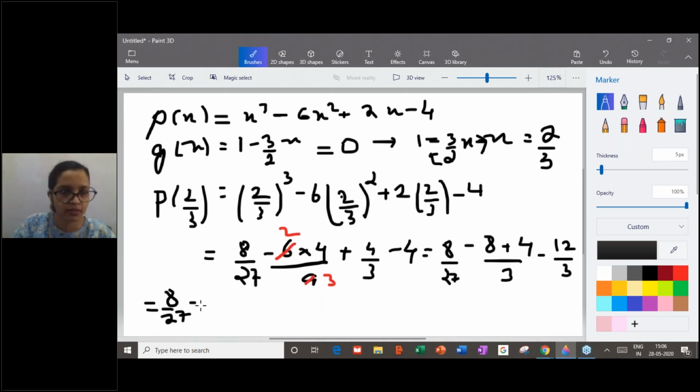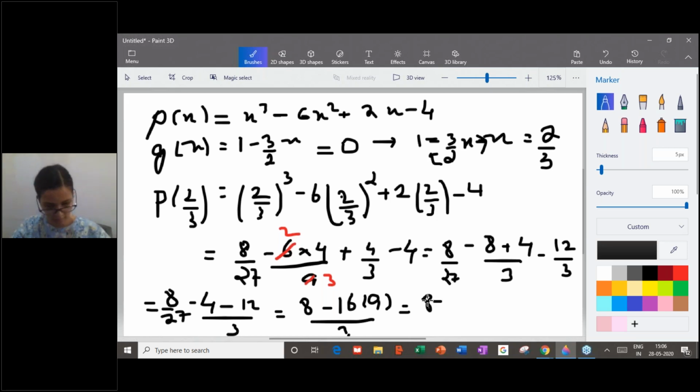So it's minus 4. Minus 4. What is that? Minus 12. Minus 4 by 12 by 3. Or 8 minus 16 into 9 by 3. Or it will be 8 minus 144, right? 144 by, oh sorry, this will be 27. So 27, or you'll get minus 136 by 27.